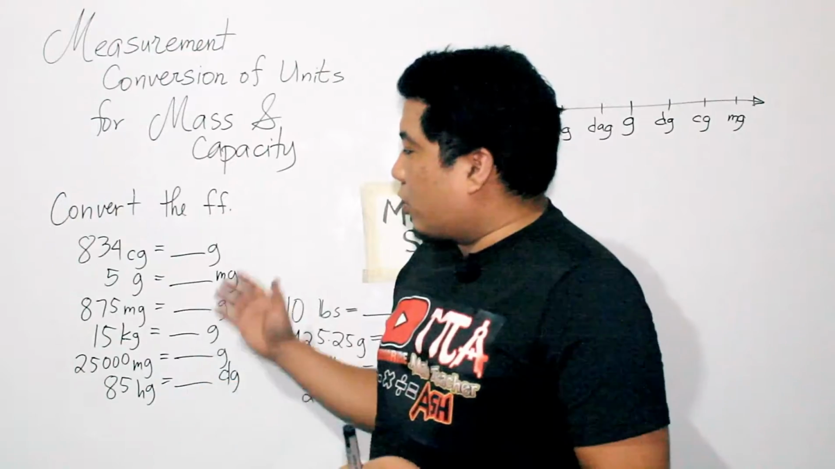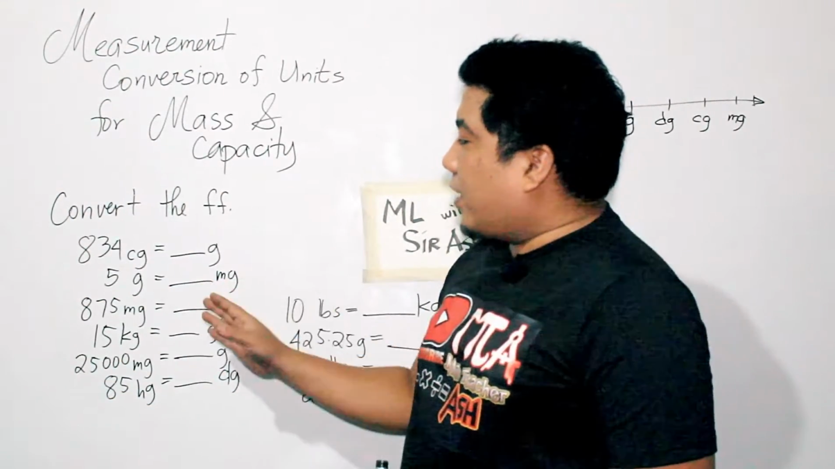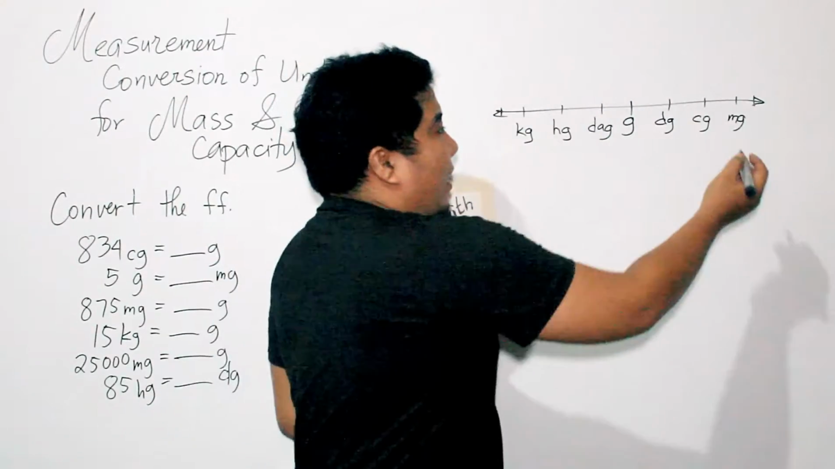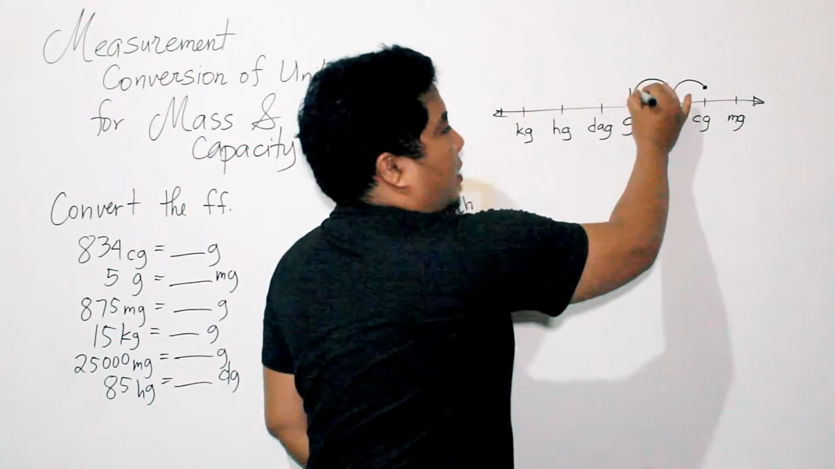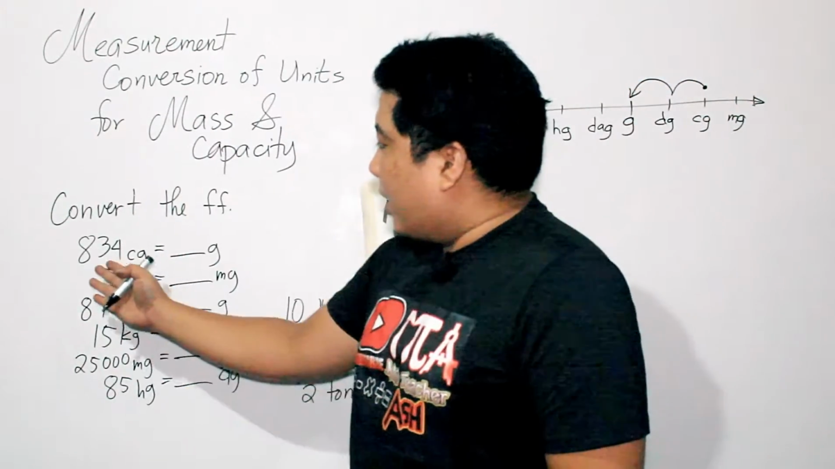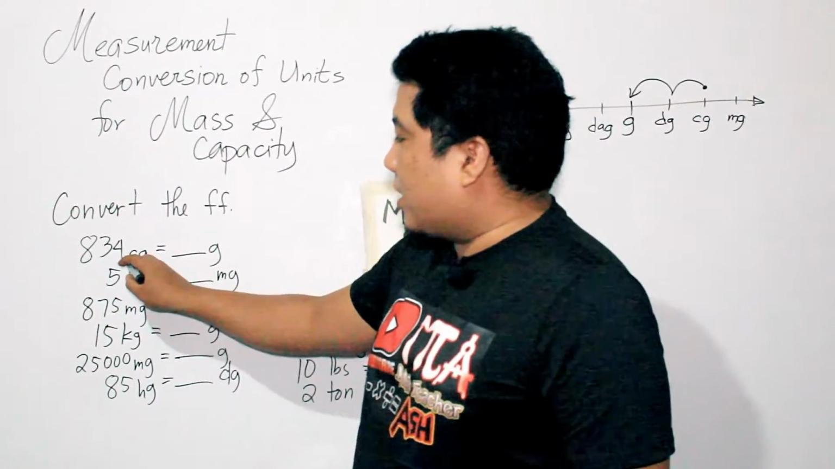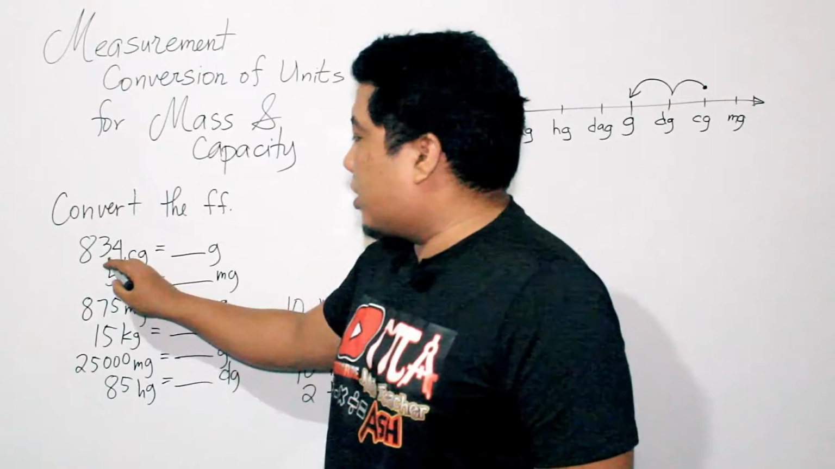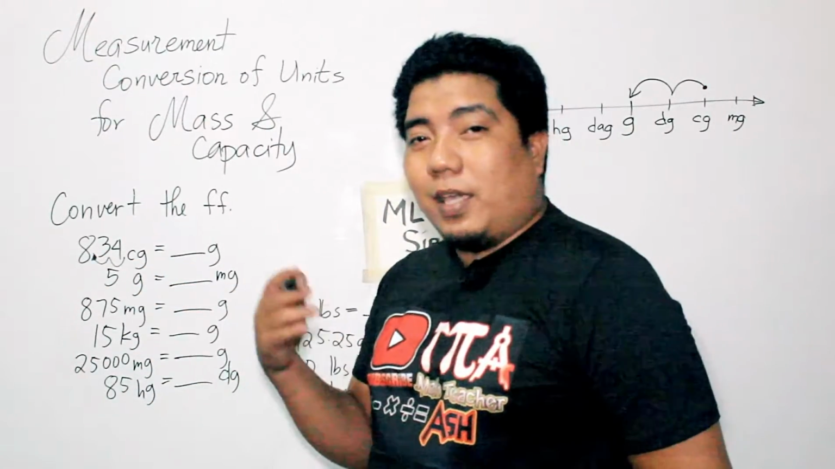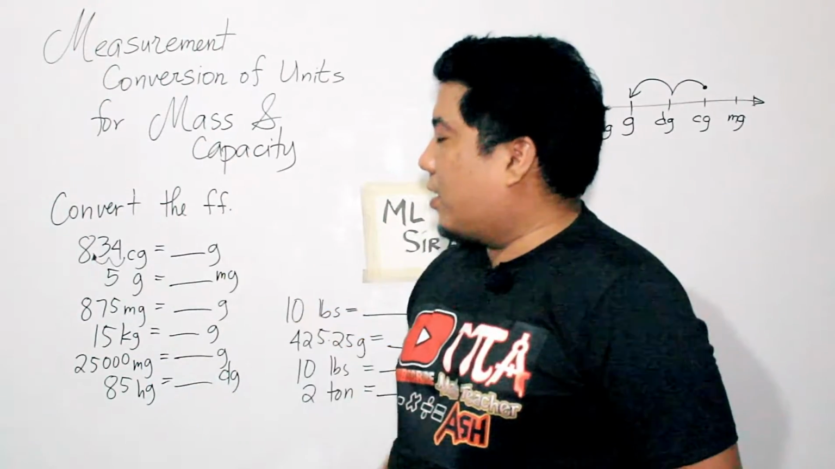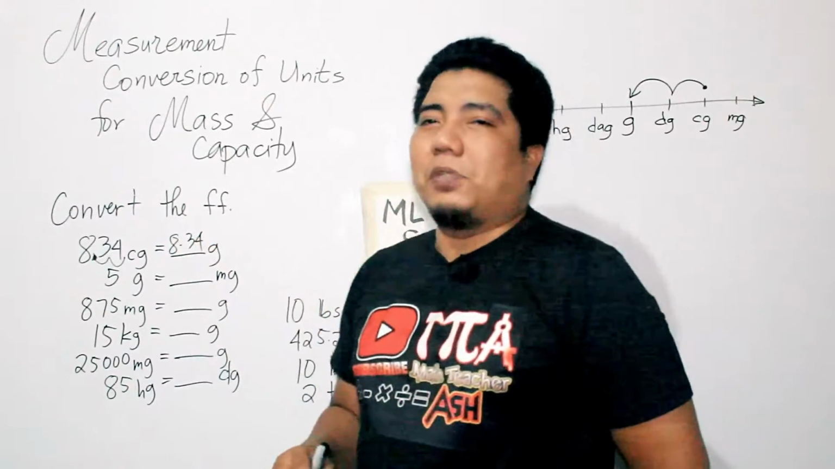Okay, let's try to solve these different givens. We have here 834 centigrams to grams. So we have centigrams, that is here, to grams. We just move 2 units to the left. Basically, if that is 834, you just find the decimal point, that is here, and then you move 2 units to the left. Therefore, the decimal point now will be in between the 8 and 3. That will give you 8.34 grams.